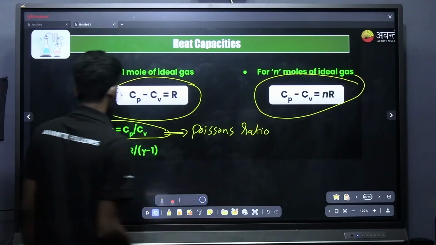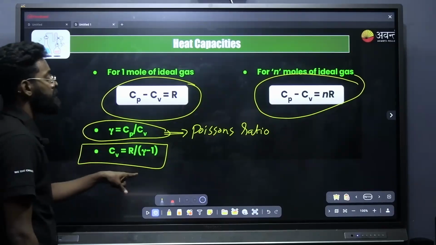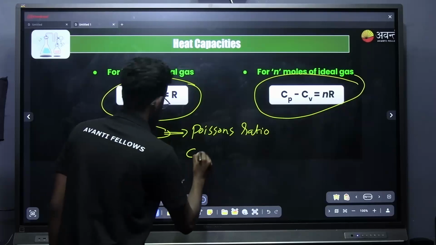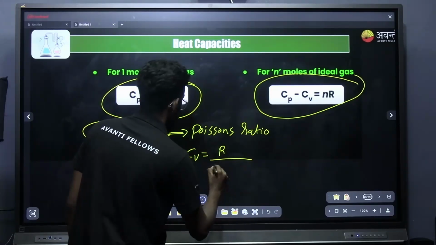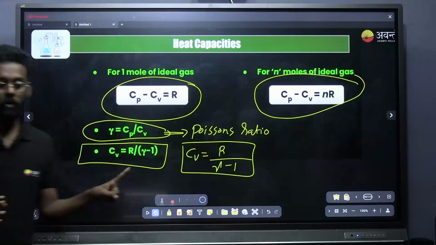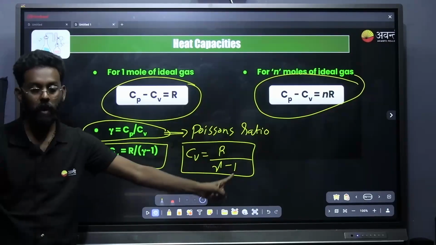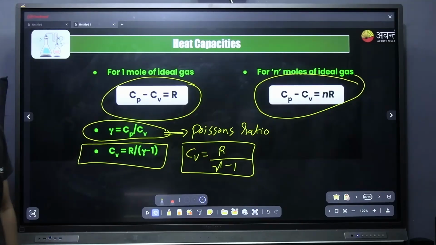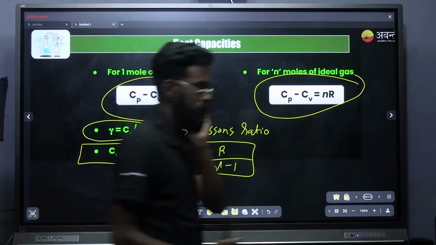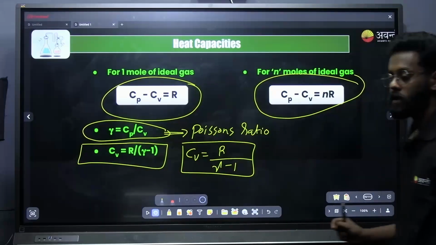And how can you find out the Cv value if you are given gamma? Cv is equal to R by gamma minus 1. You will be using this in the adiabatic process. I will be telling you that one. Note it down everyone. Another equation for Cv value if you are given gamma: R by gamma minus 1. You have to note down the annotations because that won't be available in the PPT that I will be sharing. Okay. I think I can move.